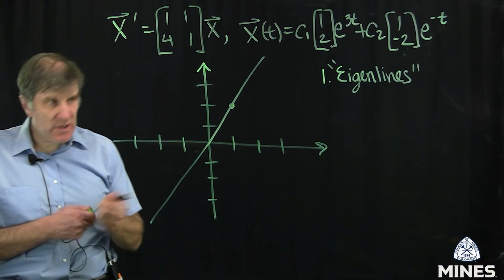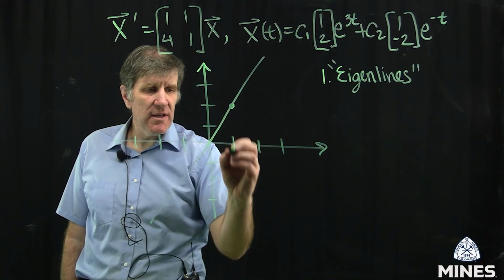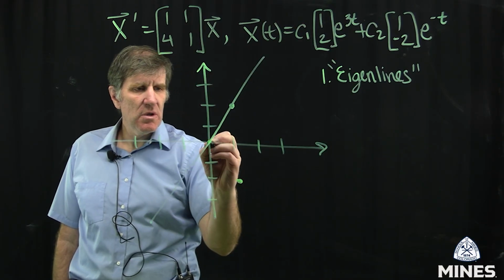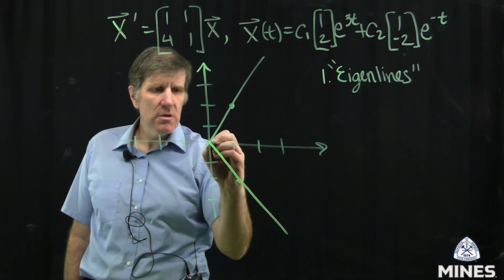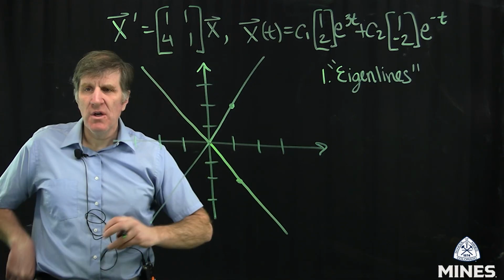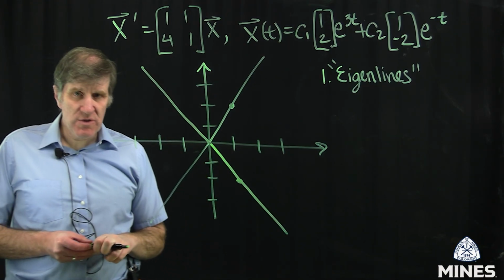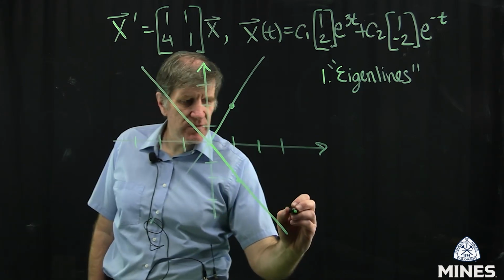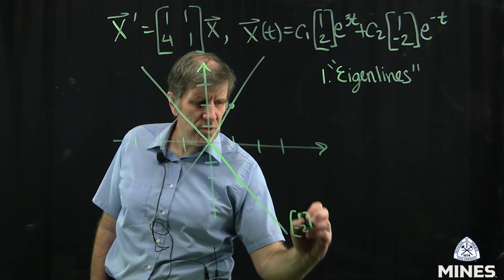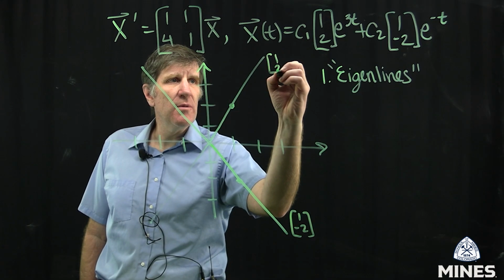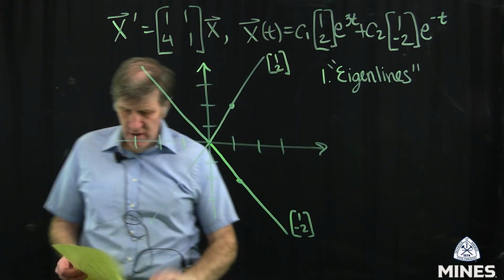Eigenline number 2 is 1, -2. So again, just sketch it and connect it through the origin. So these are the eigenlines. This one is for 1, -2. This one is for 1, 2. That's step 1 of this process.